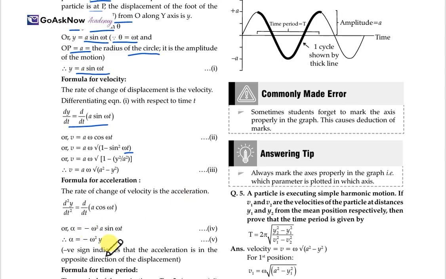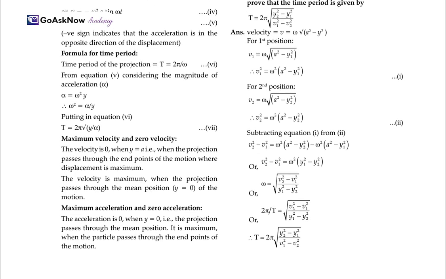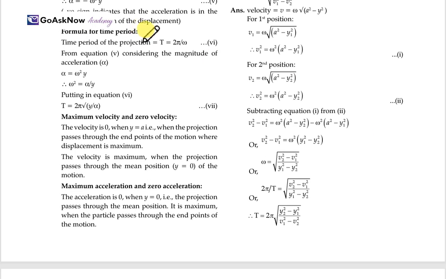From the velocity, we'll deduce the acceleration. We get alpha is equal to minus omega square y, where the negative sign indicates the acceleration is in the opposite direction. The formula for the time period is T is equal to 2 pi by omega. For the projection, considering the magnitude of acceleration alpha, omega square is equal to alpha upon y. Then putting this in the equation, T is equal to 2 pi square root of y upon alpha. This is the time period equation.